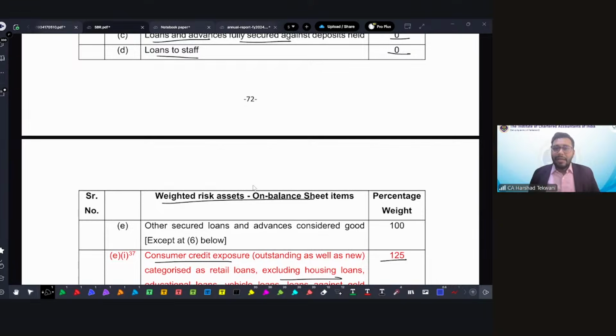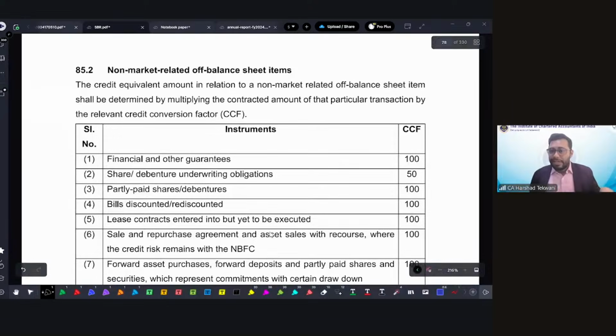Now there is one more term. I'm not going deep into that particular category, but there are off balance sheet items. Off balance sheet items are, you can say, contingent liabilities. These are items which are not there in the balance sheet. These are the guarantees, underwritings, and all those things. Those are also required to be considered, and there is a CCF factor which is required to be multiplied to get the number. But as of now, I will just show you. We will not go into a deep dive on that.